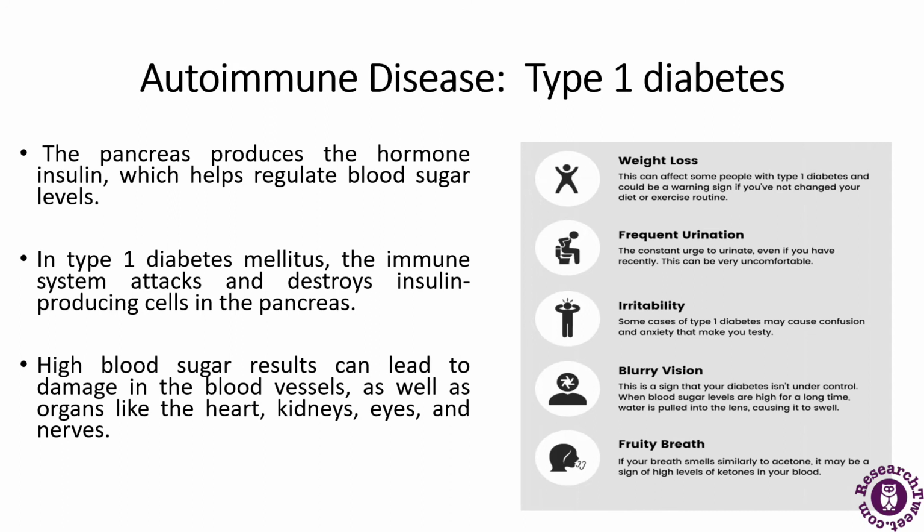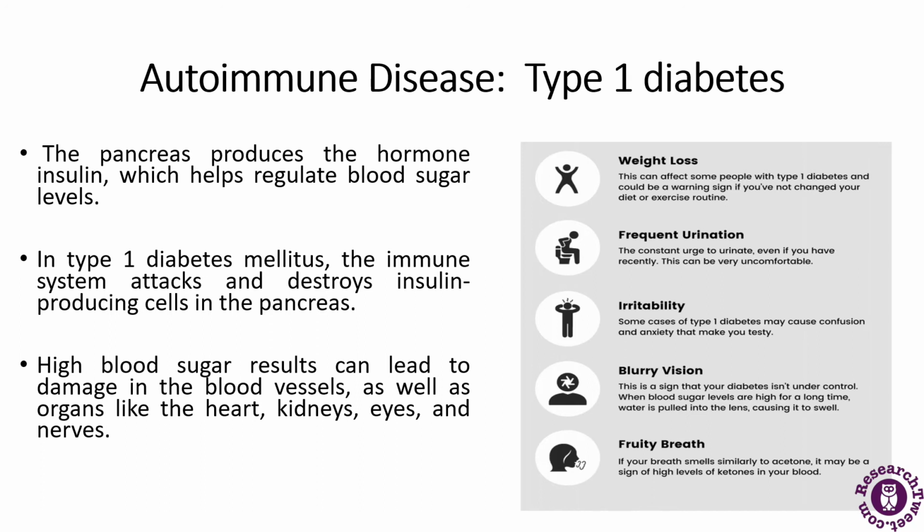Weight loss, frequent urination, irritability, blurry vision. These are all signs and symptoms of this. Every detail is given just below the signs and symptoms of type 1 diabetes. For example, weight loss can affect some people with type 1 diabetes and could be a warning sign if you have not changed your diet or exercise routine. Frequent urination is a constant urge to urinate, even if you have recently urinated. This is very uncomfortable.